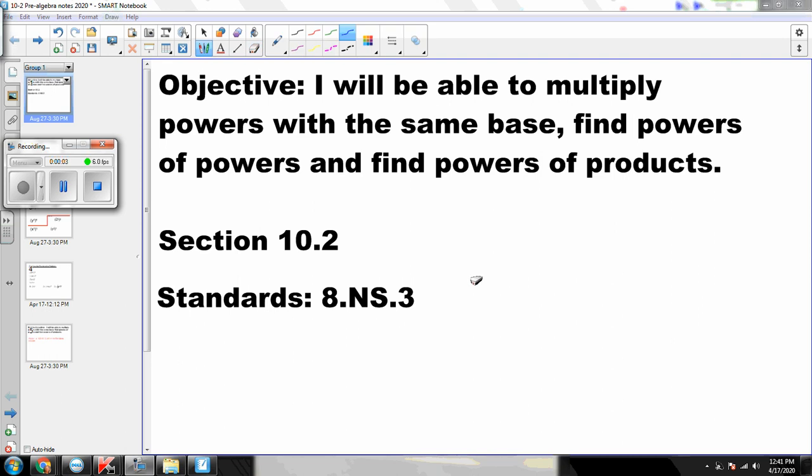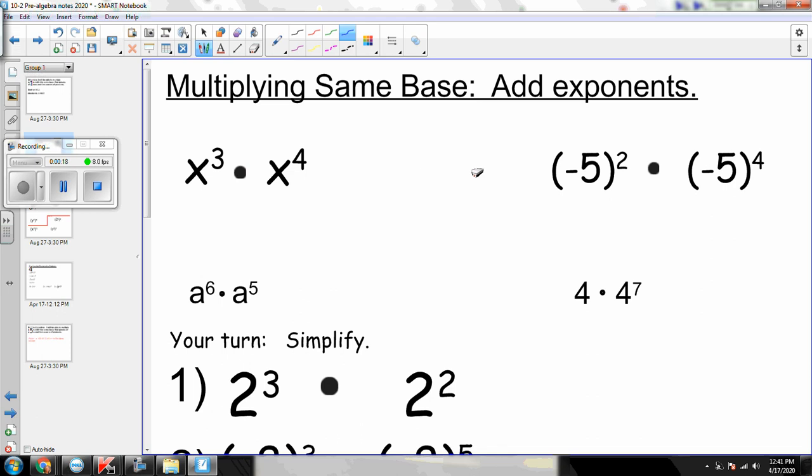Today's objective is to be able to multiply powers with the same base, find powers of powers, and find powers of products. This is Chapter 10, Section 2 of the Big Ideas Math book, and it is a grade 8 standard. On our first page, we're going to multiply bases that are the same. When my multiply bases are the same, I add the exponents. So x to the third times x to the fourth, I would add 3 plus 4 to get x to the 7th.